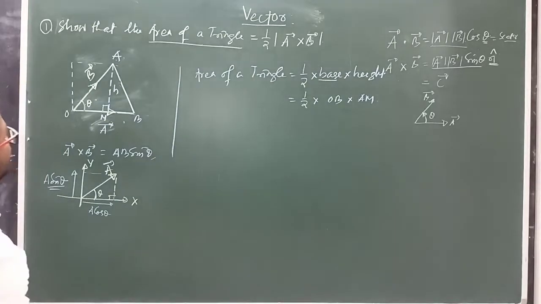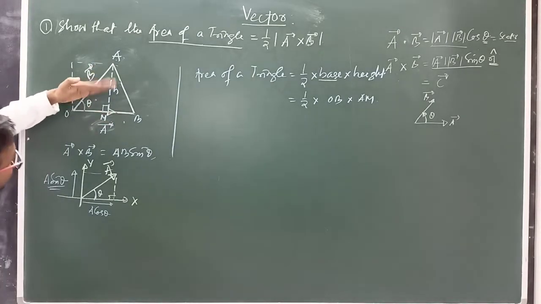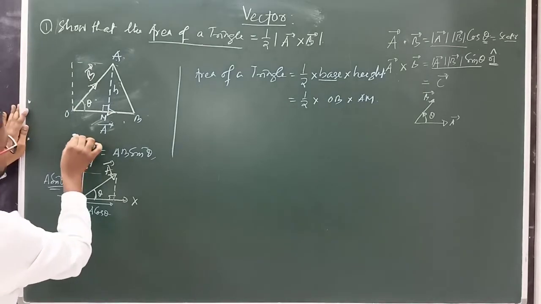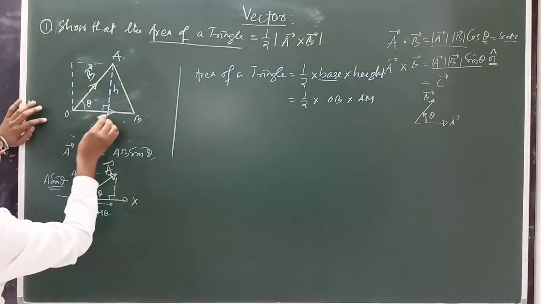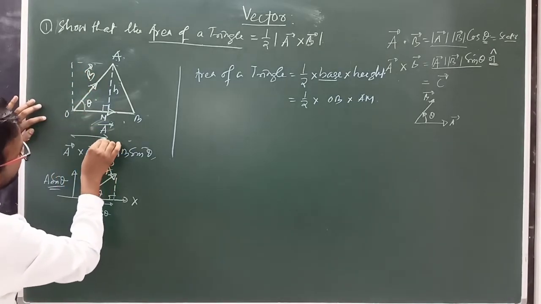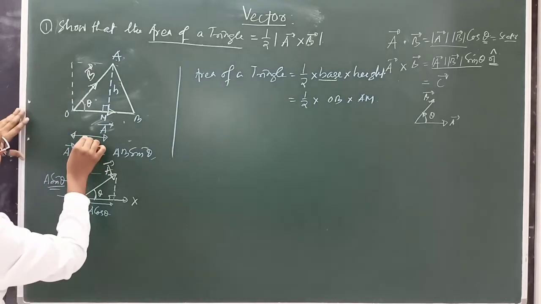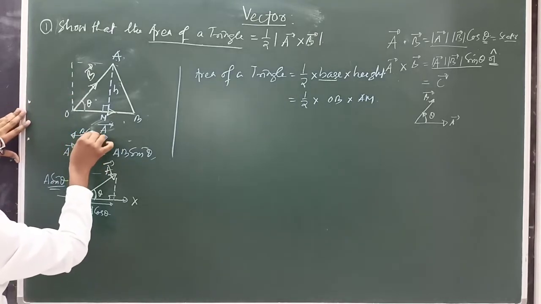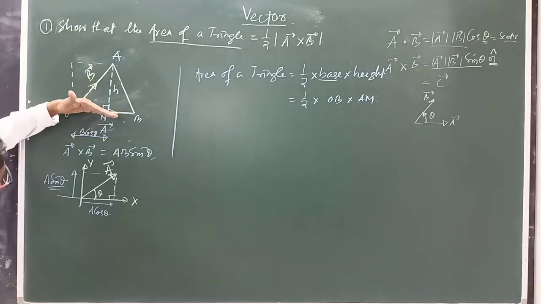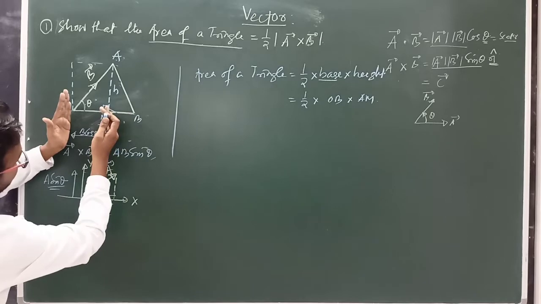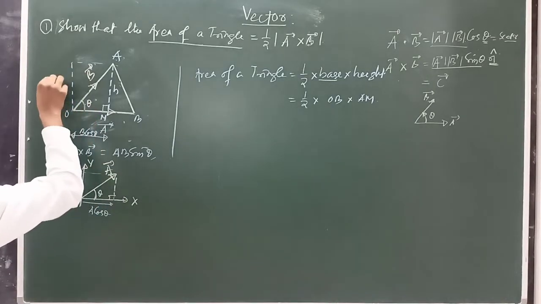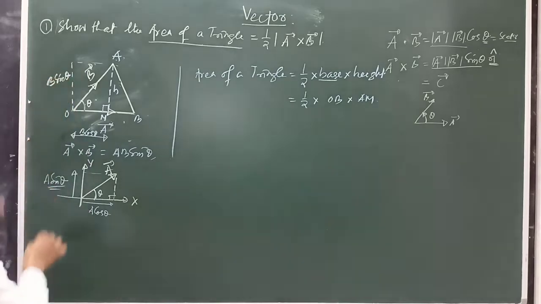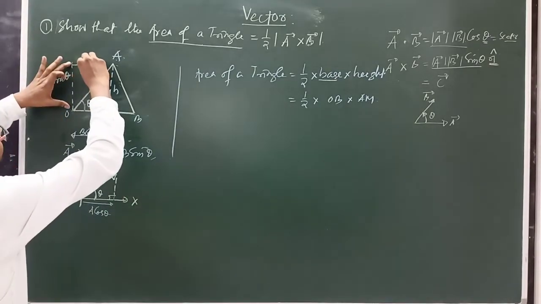This is, you can say, the vertical component of B vector, and along this direction you can take, because this distance is the perpendicular component of B vector, and that component is B cos theta. Okay, this is known as the horizontal component, but your vertical component is B sin theta. This height is also the same.